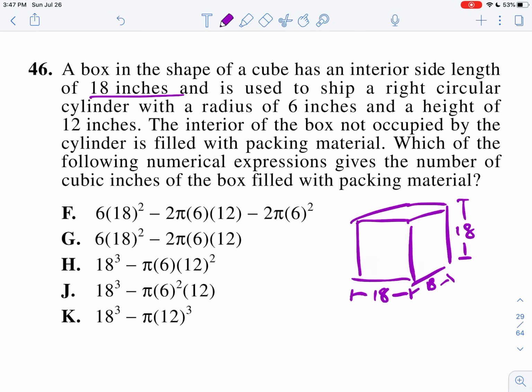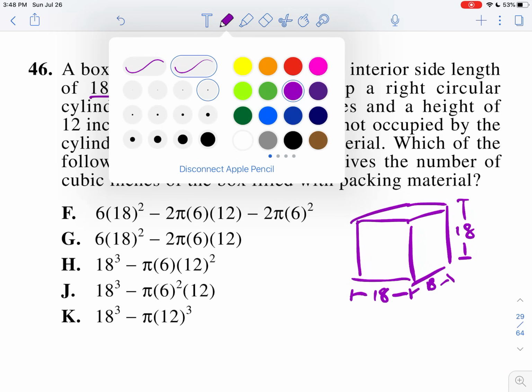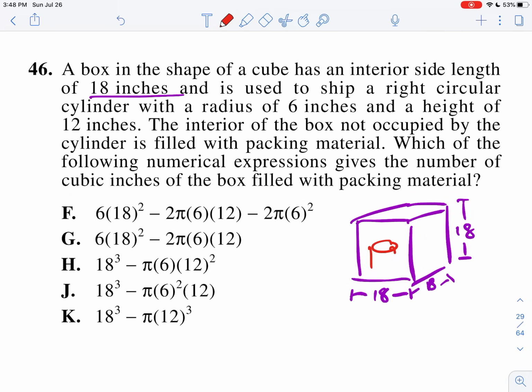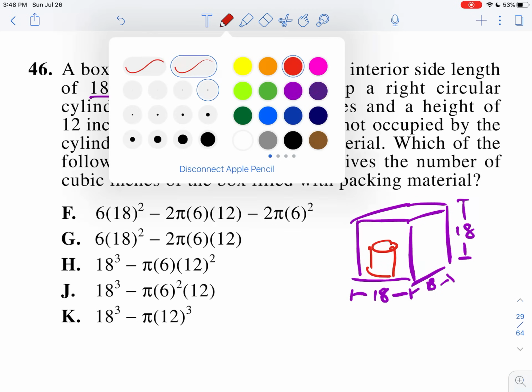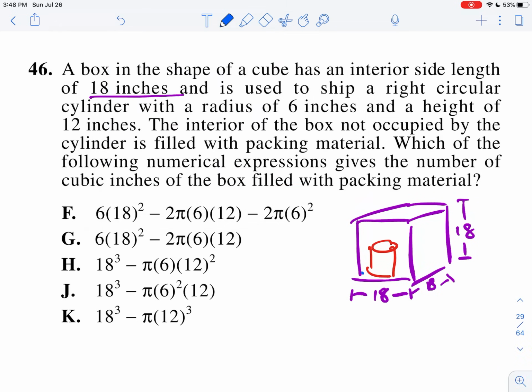And then there's a cylinder that's thrown in there. There's a small cylinder with a height of, it's got like 6. Very poor cylinder. Then they throw in a bunch of packing material, it seems. So everywhere in blue is packing material. All this is packing material. We have to find the area of packing material, or sorry, the volume.